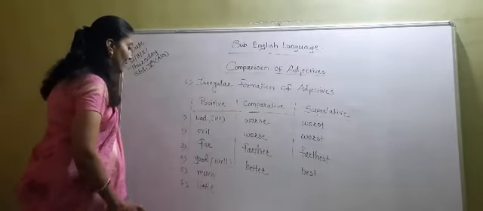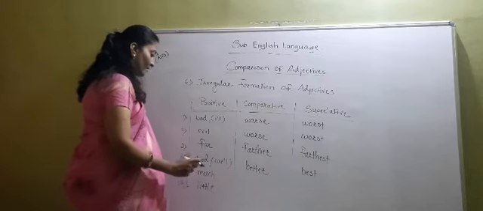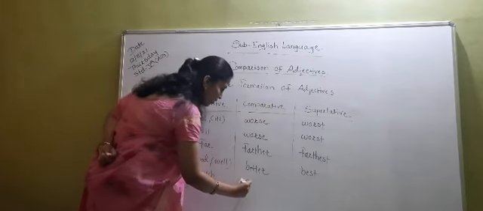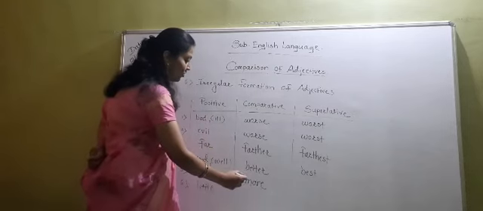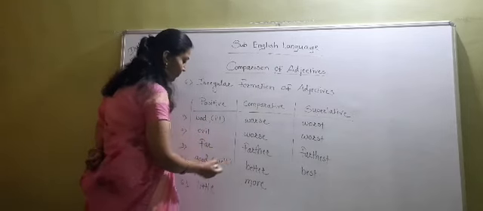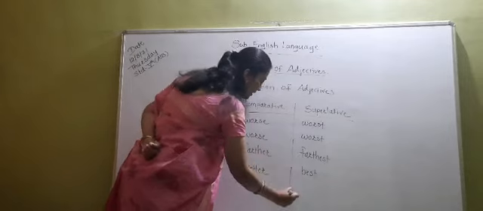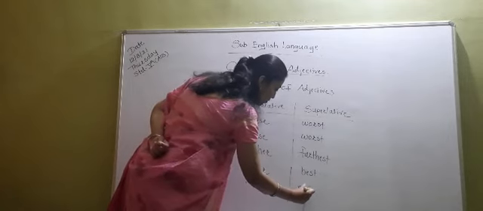Okay. Then much, more. What you will write here? More. Much, more. For comparative you have to write down more. And in superlative degree you will write down most.